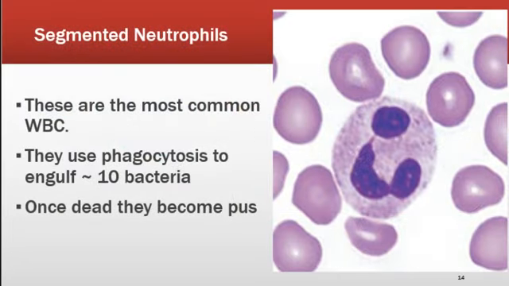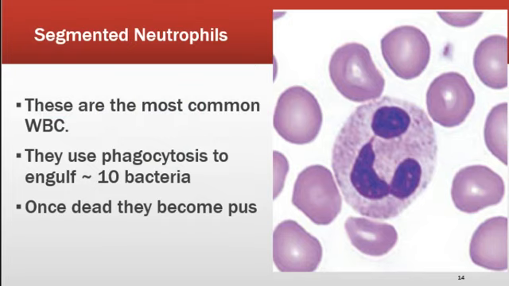You can see one right here. It's all segmented there. Sometimes it looks like a pair of headphones. They're the most common. They are responsible for phagocytosis. They engulf up to about 10 bacteria, which is not that many, because bacteria can multiply very quickly. And then they'll die, and that's what pus is. When you see pus in a wound, it's a bunch of dead white cells.